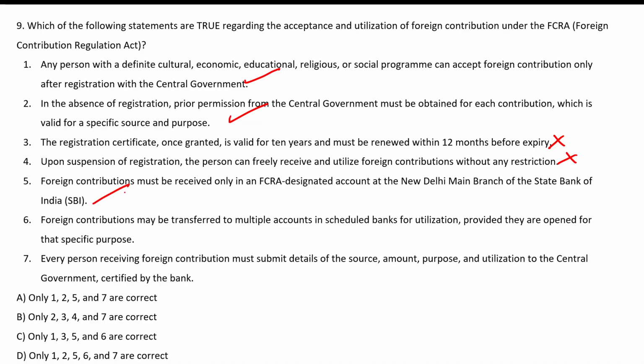Foreign contributions may be transferred to multiple accounts in scheduled banks for utilization, provided they are opened for that specific purpose. Yes, this statement is correct. Every person receiving foreign contribution must submit details of the source, amount, purpose, and utilization to the central government, certified by bank. Yes, this statement is also correct. So 1, 2, 5, 6, and 7. Yes, option D is the correct answer for this question.